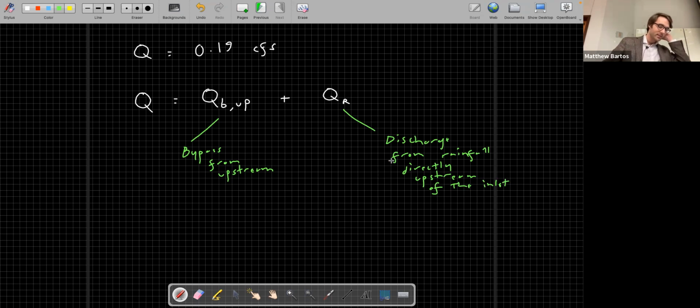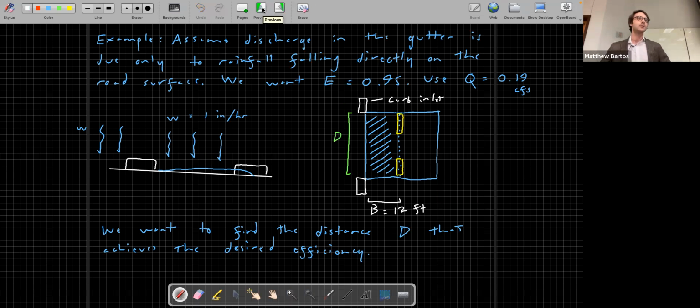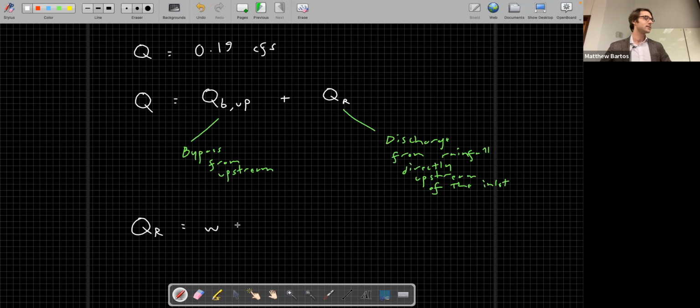Okay, and do we have an expression for QR? Can we think of a way to express QR in terms of the rainfall rate? Let's assume the system is at steady state. So we just have a steady state discharge. How can we express QR in terms of the rainfall rate? W times B times distance. Exactly. So it'll be W times B, which is the width of the roadway, 1/2 the width of the roadway, times D, which is the distance between curb inlets. Okay, so that's one expression for Q sub R.